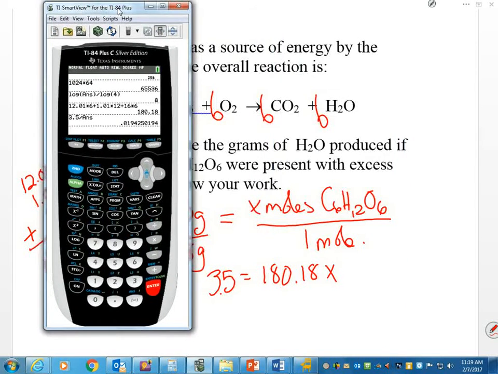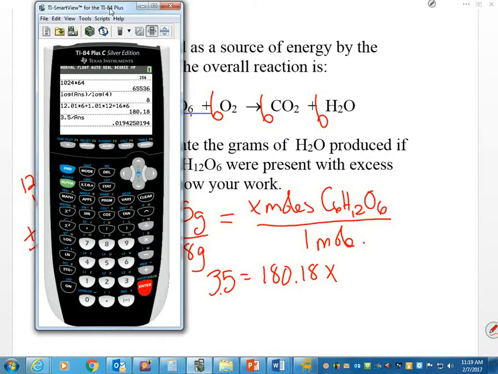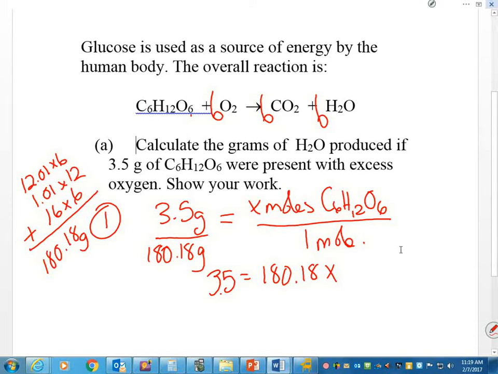What do you have to remember with chemistry, you guys? You have to carry all your decimals. So either you write them all down, or you can type them back in, or you can hit the second answer button. So x is equal to 0.019..., moles of C6H12O6. That's the first step.